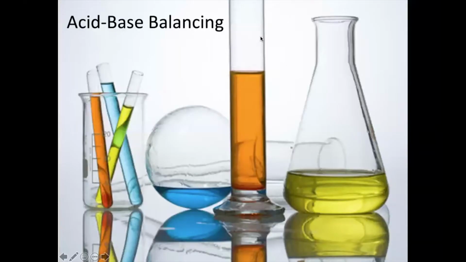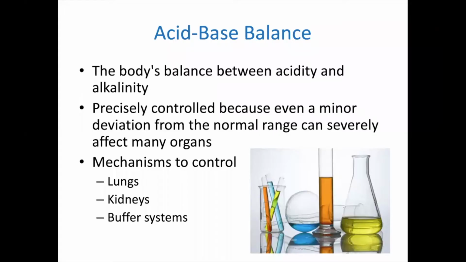In this video, we're going to talk about acid-base balancing. And what exactly is it? Well, it's basically our body's balance between the acidicness versus the alkaline content of our blood. It is very tightly controlled because even just small deviations from the normal range can actually end up affecting many of our organs. And so we do need to make sure we're keeping this within the range of desire.